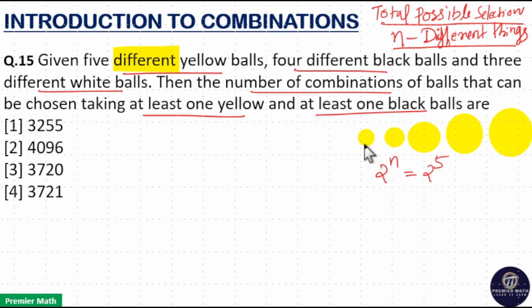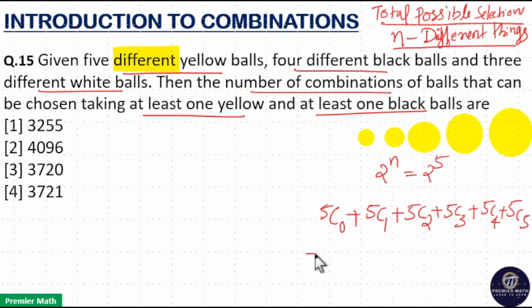That is, if you are choosing none of these balls, that is, selecting 0 of them, this can be done in 5C0 ways. If you are selecting any one ball, this can be done in 5C1 ways. If you are choosing 2 balls, selection is 5C2. If you are choosing 3 balls, selection is 5C3. If you are selecting 4 balls, selection is 5C4. And if you are choosing all the balls, then selection is 5C5. So this is equal to 1 plus 5 plus 10 plus 10 plus 5 plus 1, total 32 ways.